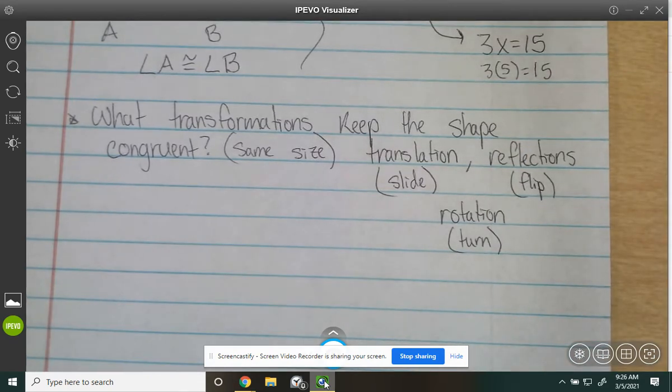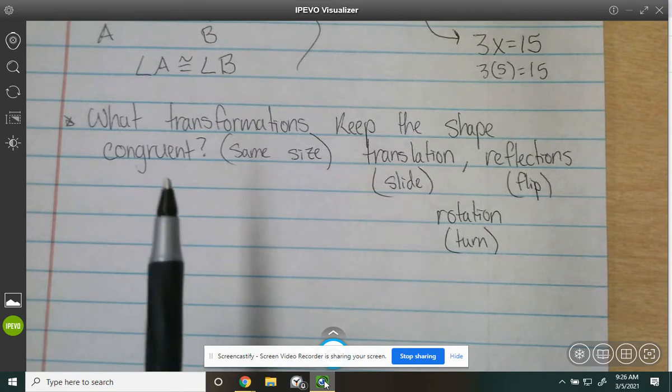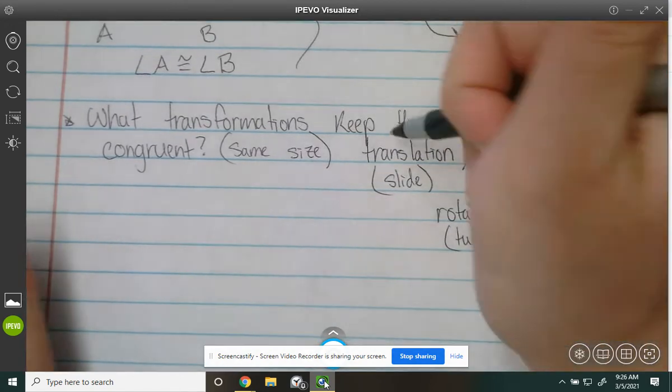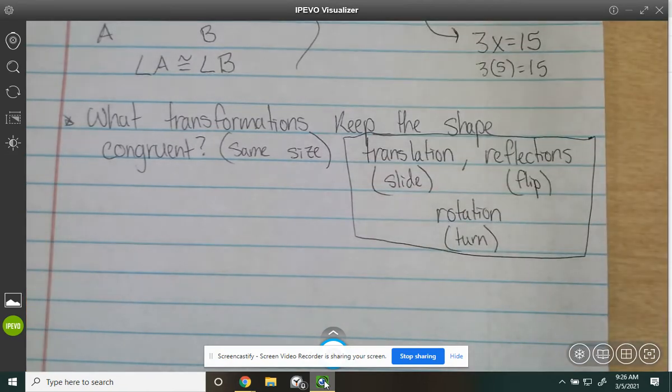Okay, 7.4 was dilation. Now, dilation does not keep it the same size. It actually changes the size. So it would not be congruent after a dilation. So these are the three that we'll be using today.